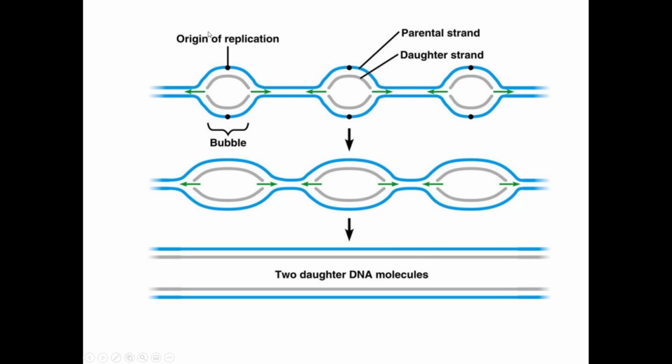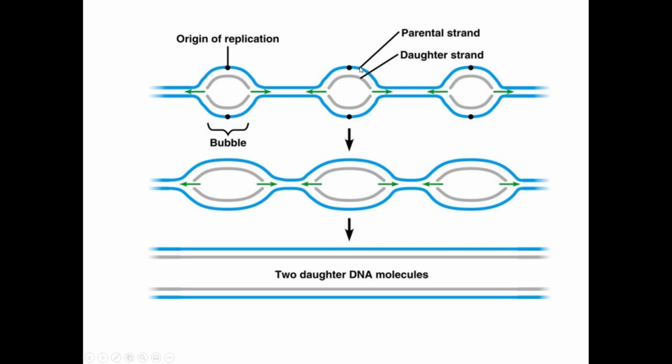Here's a picture of that. You're supposed to label this picture in your notes. You have an origin of replication. We're going to start here. You open up a bubble, you read to the left, you read to the right, until you reach the bubbles joined together. So if we read until we run into the next bubble, then that cell machinery is done. And then you glue these gray pieces together at the end.